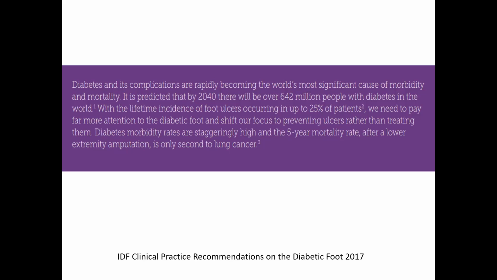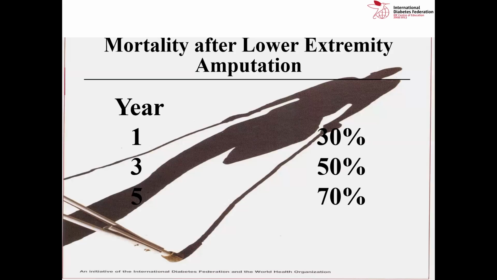Because morbidity and mortality increase. And diabetes morbidity rates are staggeringly high, and the 5-year mortality rate after a lower extremity amputation is only second to lung cancer. So diabetes itself is a chronic disease with chronic complications to deal with, but having a diabetic foot ulcer adds another disease to the diabetes syndrome itself. So this is just a picture to show you the lower extremity amputation, how the mortality increases year-wise after you get a lower extremity amputation.